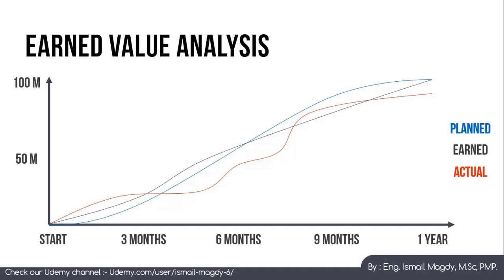So now we can have a quick evaluation for the project at different points. Let's start by this point. Here we can see that the earned value is higher than the planned value, which means that the project was ahead of schedule, but the actual cost was higher than the earned value, which means that it was over budget.